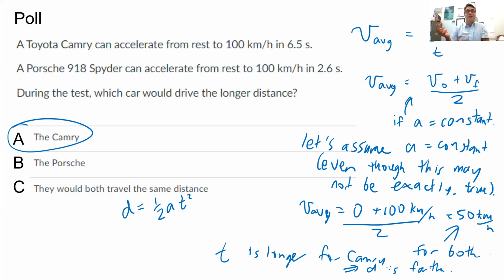So which matters more? The t is squared. So maybe the acceleration of the Porsche is higher than the Camry by a factor of like 6.5 over 2.6, but the time is higher for the Camry by that same ratio. And since the t is squared, it counts for more. The fact that it takes longer means it goes farther. So I hope that helps a bit.